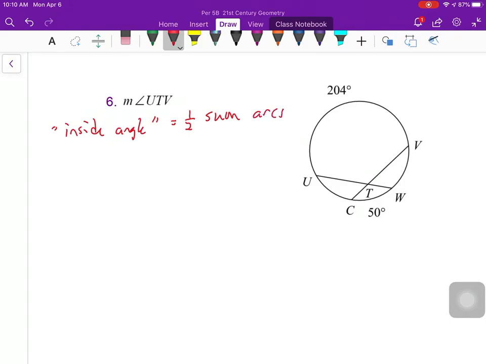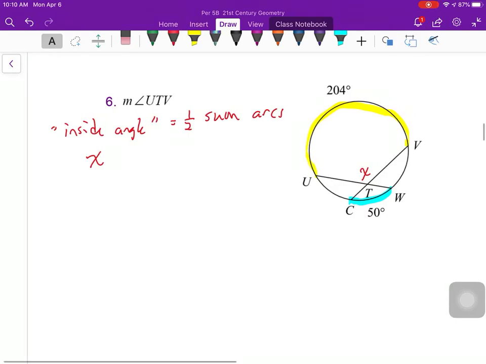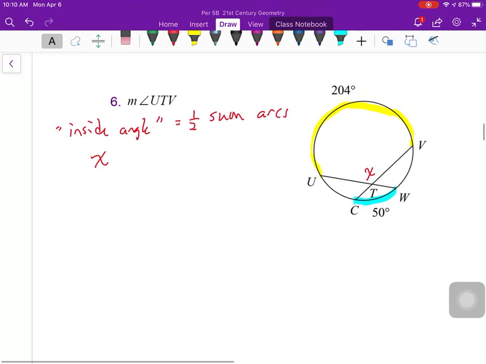Here we have an inside angle. Inside angles are equal to half the sum of the arcs. And let's see, we're looking for angle UTV. So we're looking for this angle up here. The two arcs associated with it would be the 204 and the 50. So I guess we're actually just ready to set it up.